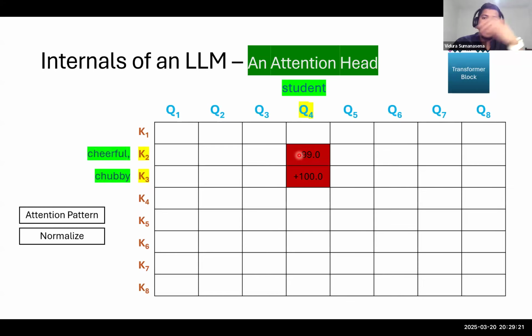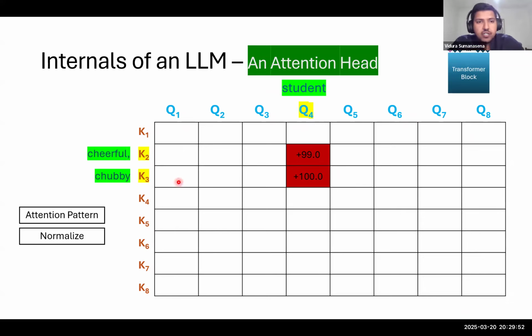So technically what it will do is calculate the dot product between each of these query vectors and the key vectors. If they are very similar, it will have a higher dot product in this n by n, or n squared, attention pattern. We call this the attention pattern: the dot product between the query and the key vectors.